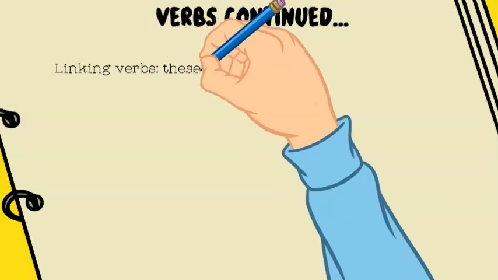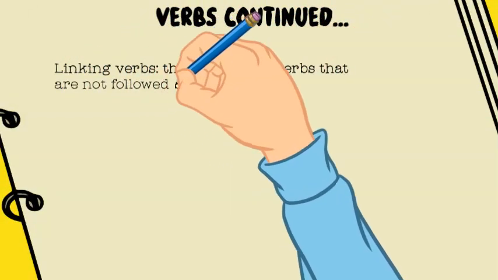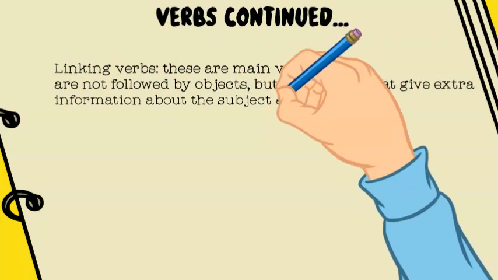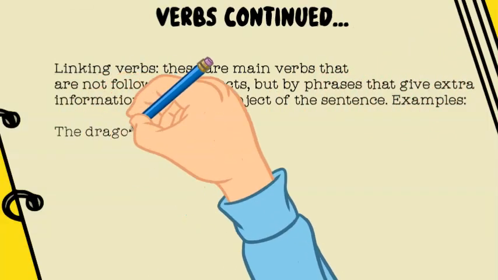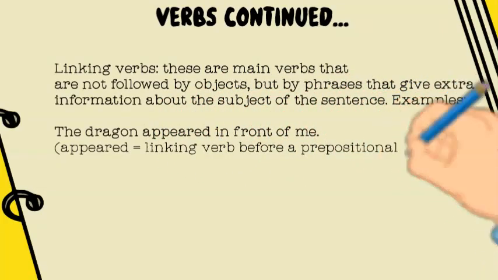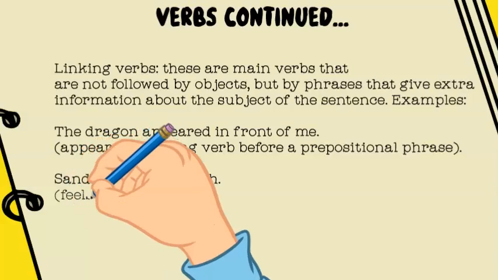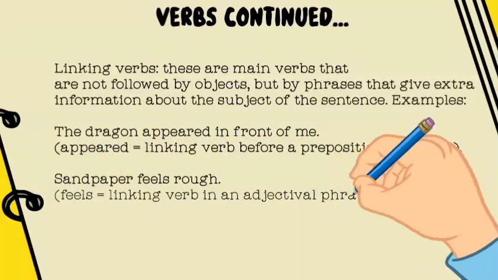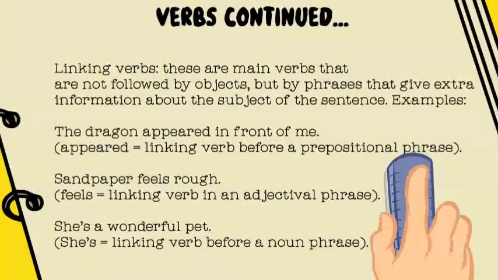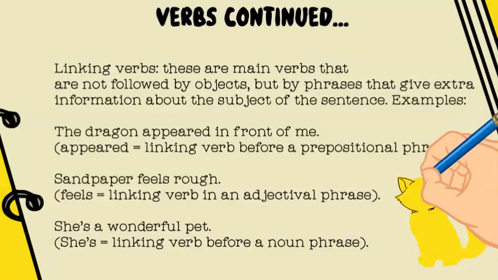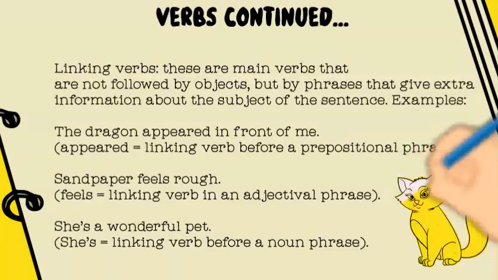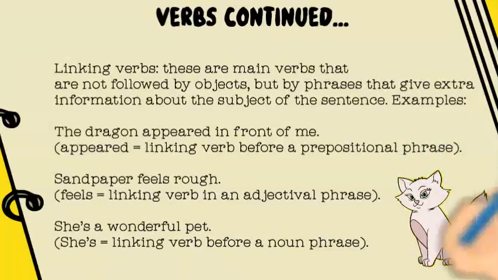Another type of verb is a linking verb. These are main verbs, but they're not followed by objects. Instead, they are followed by phrases that give us extra information about the subject of the sentence. So in the sentence, the dragon appeared in front of me, the word appeared is a linking verb, and it comes before a prepositional phrase, in front of me. In the sentence, sandpaper feels rough, the word feels is a linking verb, and it comes before the adjectival phrase, feels rough. She's a wonderful pet. She's is a linking verb, and it comes before a noun phrase, wonderful pet.